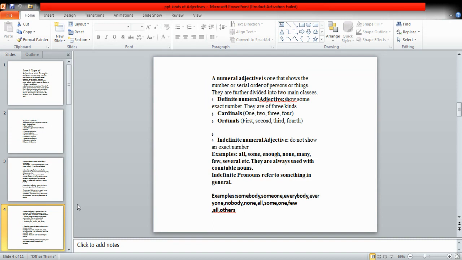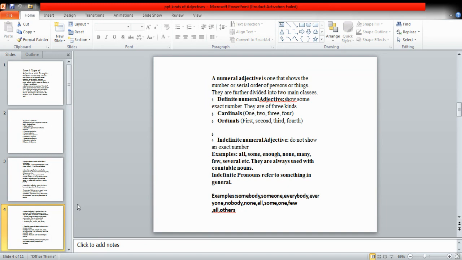The word numeral is derived from the word number. It is related to number. So the last adjective, the quantitative adjective, was related to quantity. So it was dealing with uncountable nouns. But a numeral adjective is dealing with number. So it means that it will be dealing with the countable nouns. How they are dealing with the countable nouns, this is what we are going to discuss over here.